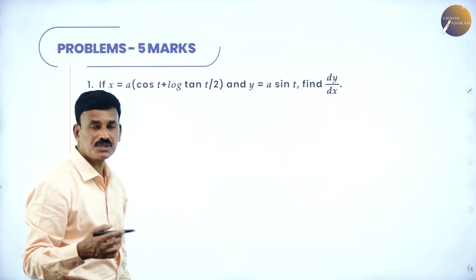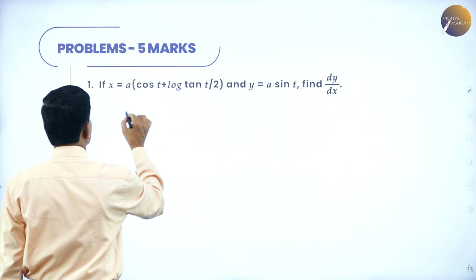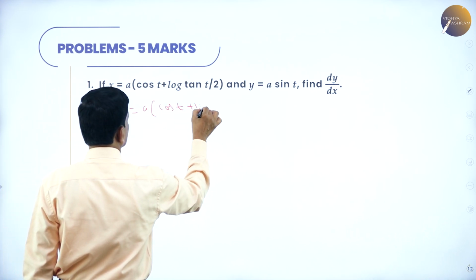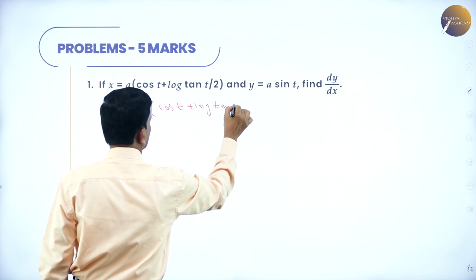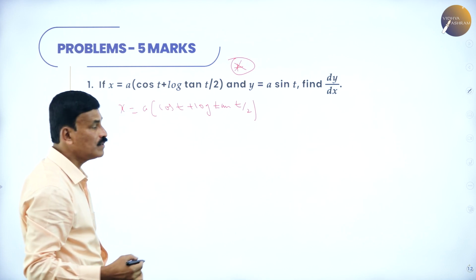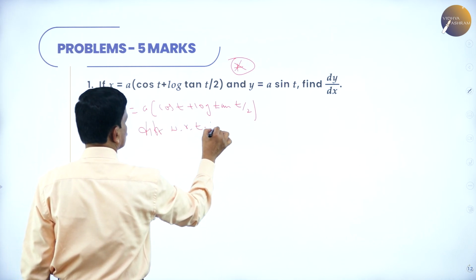Okay. Next, move on to the next problem. This is also a very important question for 5 marks. The parameter is t. This is what is given: x is equal to a into (cos t plus logarithm of tan t by 2). Very important problem. Sometimes you may expect this for 5 marks. Differentiating with respect to t.